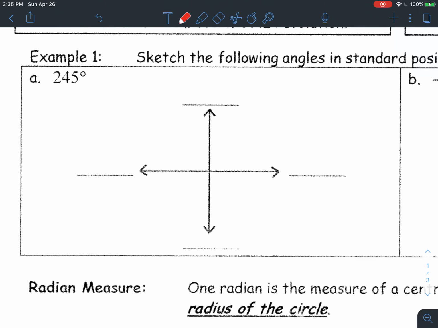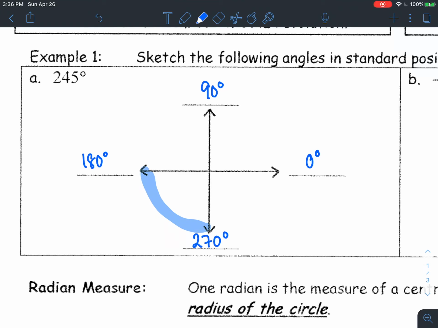So if we look at example 1A here, if we just go through and label our stuff, this is 0 degrees, 90, 180, and 270. Since we're trying to graph a 240 degree angle, we know it's going to live somewhere in this quadrant. It's somewhere between 180 and 270.